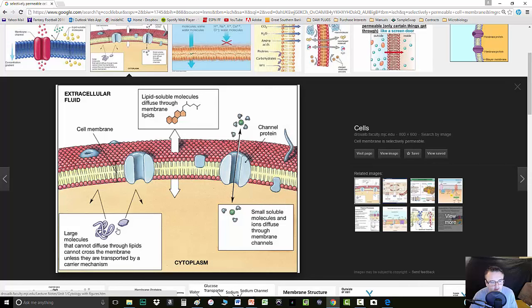And then as you see here, some things are rejected from exiting the cell and some things are rejected from entering the cell. So these proteins are selective. Some things come in, some things don't, and this allows for passage. So it's really the proteins that are the gatekeepers. But the membrane itself is said to be selectively permeable.